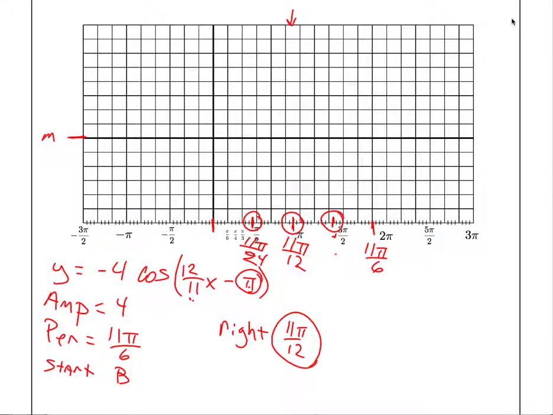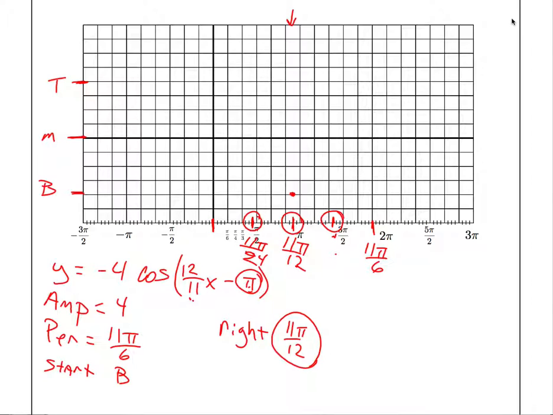How much do I go up and down? 4. So there's my top, and there's my bottom. Okay, so I'm starting at the bottom, so that means I go here. That right there has to be my start. Okay, then all my dots have to be how far apart? 2 3/4 is correct. So I go 2 3/4.